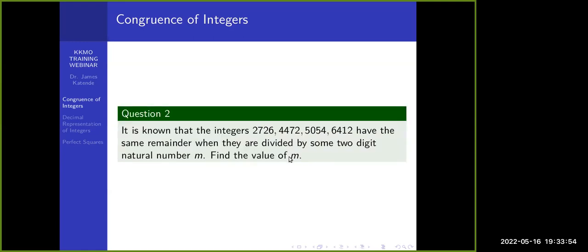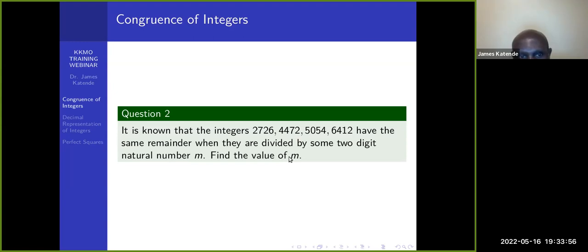So the next question here says the following. It is known that the integers 27, 26, 44, 72, 50, 54, and 64, 12 have the same remainder when they are divided by some 2-digit natural number m. So we need to find the value of m.